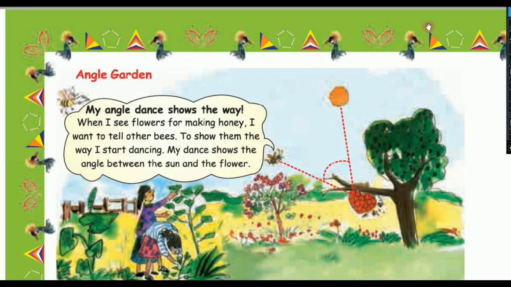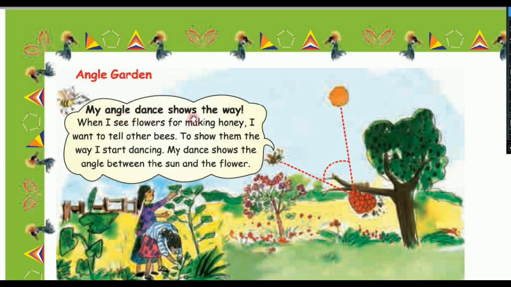Let's move on to page number 24. Here a picture of an angle garden is given. In this picture, a honeybee shows the way to other bees. To know how, let's read this paragraph.